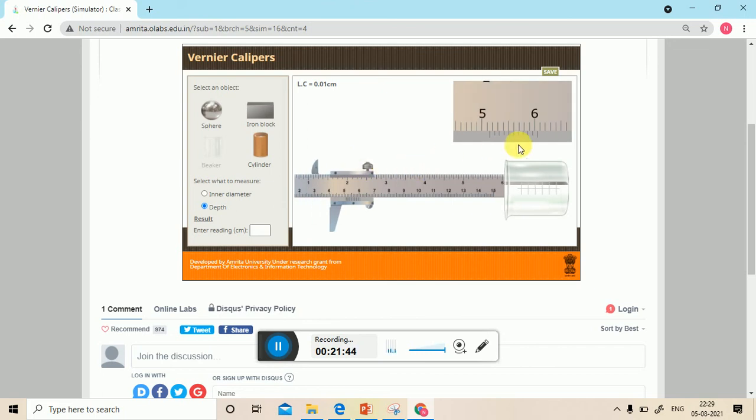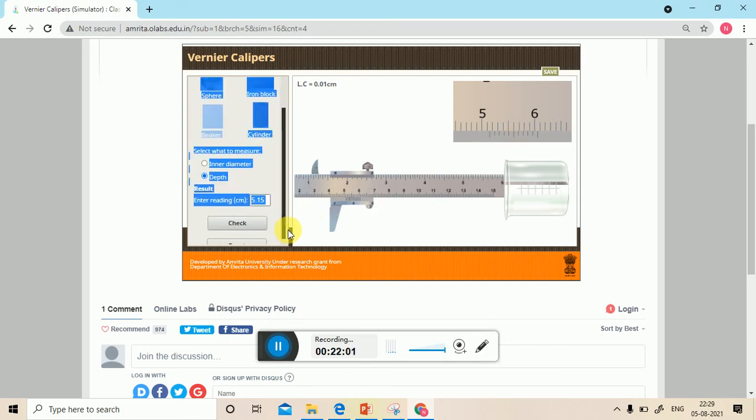So here I am getting 5.1. 5.1 is the main scale reading, and if you check the coincidence, the fifth line is coinciding properly. So 5.15. Let us check the answer. So 5.15 is the correct answer. Like that we can measure the internal diameter and the depth of the calorimeter, and we can easily find out the volume of the given calorimeter.